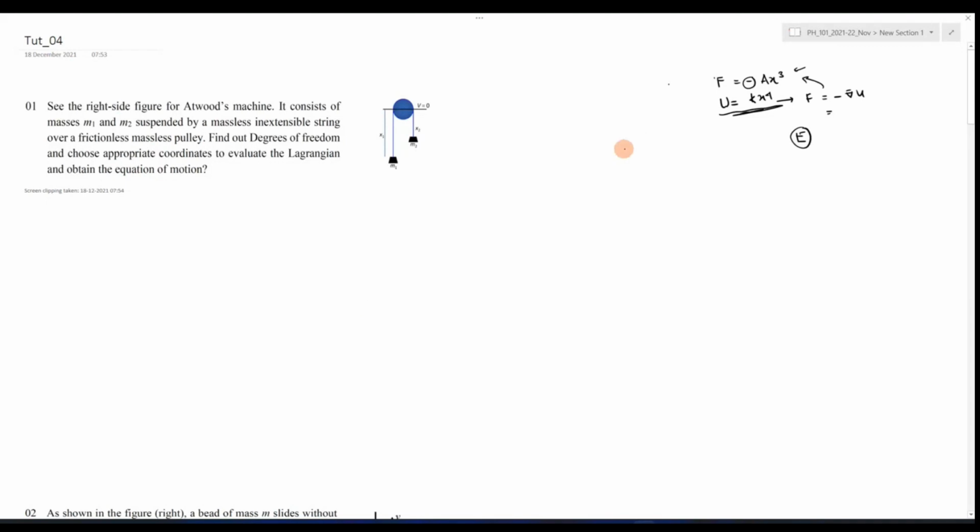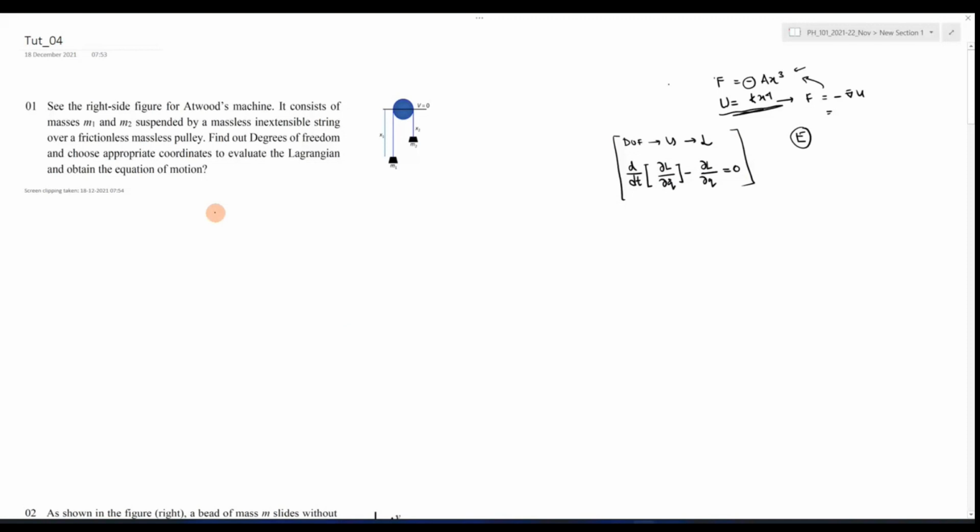So we will first write the degrees of freedom. We will then write the potential. Then we will write the Lagrangian. And then what is the Lagrange equation, by the way? d by dt of dL by d q dot, minus dL by dq, equal to 0. So this is the formalism we will be applying to all the five problems.